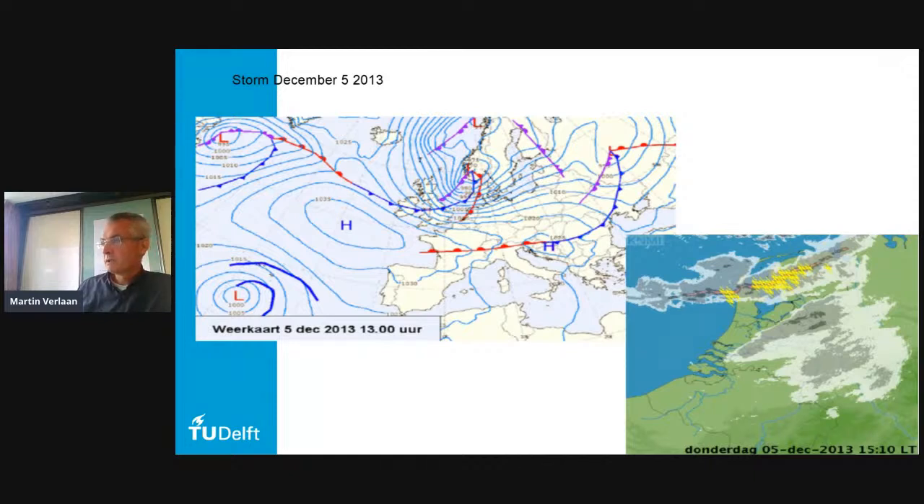Let's see that in action for a particular case. So we have a particular storm, December 5th, 2013. We had a severe storm over the North Sea with strong northwesterly winds. And in the afternoon of the 5th, we had a cold front passing by, which you see on the rain radar. And after that, after the cold front, the winds turned a little bit more to the north. And that's when the water started to increase strongly.